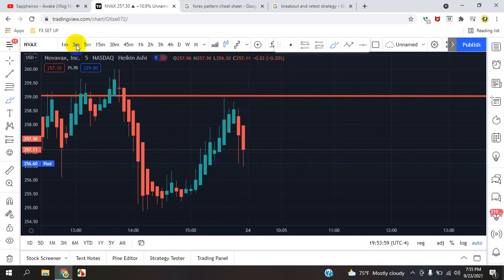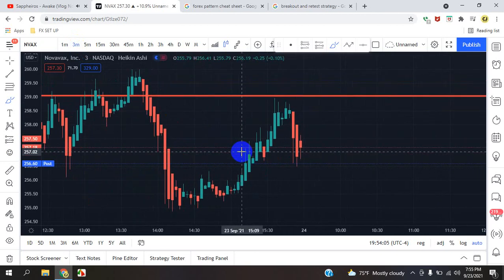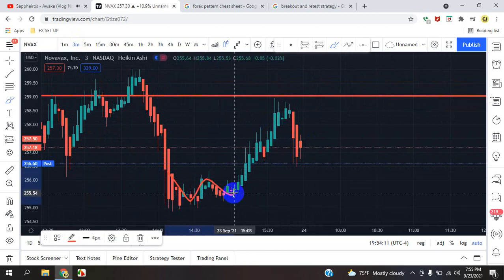Let's head over to 3 minutes. Let's see if we see anything. In 3 minutes, a doji, so that means the next market. So it's showing that the market is retesting. If we go back from price, we see a double bottom, first leg, second leg, third leg, fourth leg. Retest is right here.